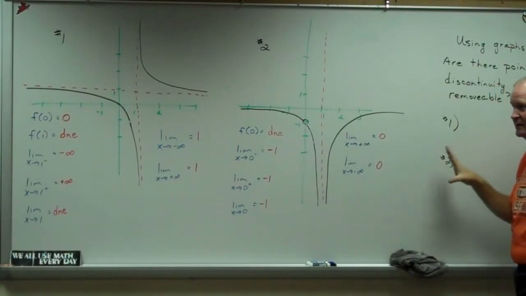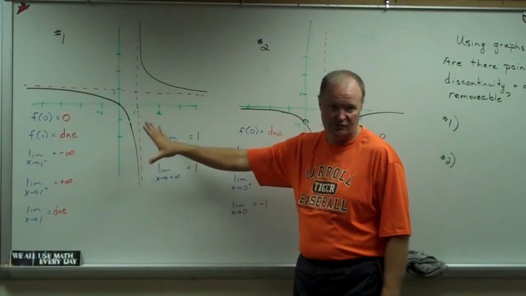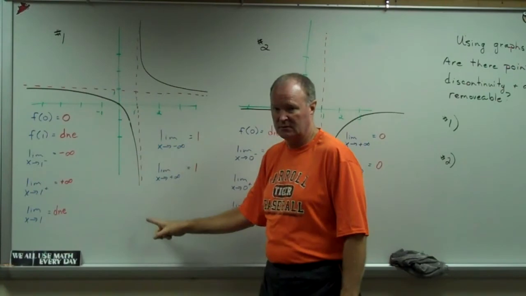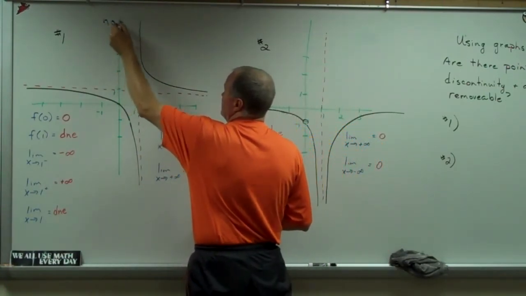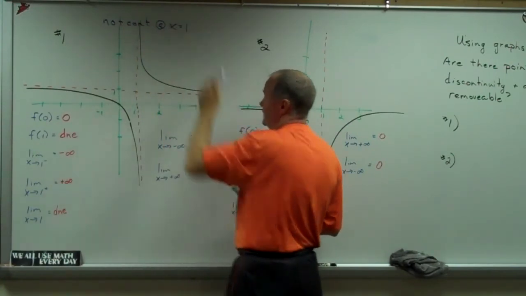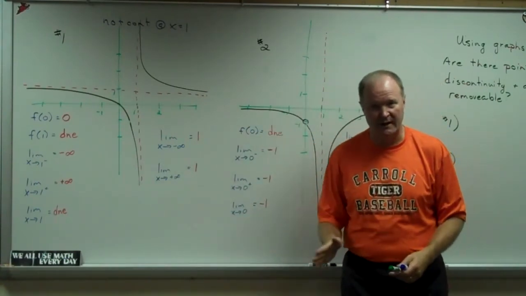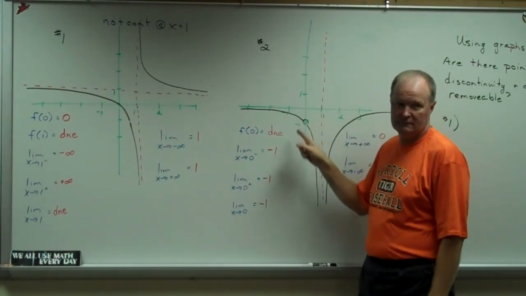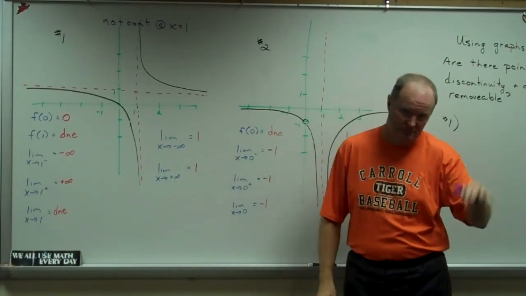Let's look at the first one. Are there any places where this is not continuous? Okay, at x equals 1. So this is not continuous at x equals 1. Is it removable? The only way it's going to look removable is something that looks like that one on the graph. Algebraically, obviously, it's going to cancel out.